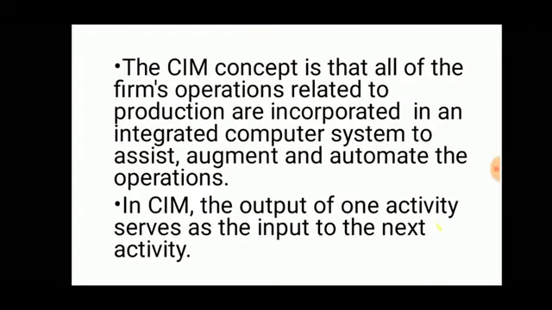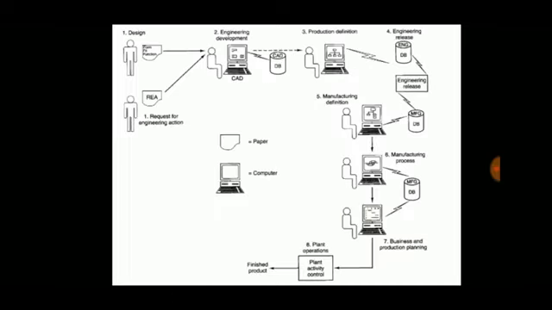Then what are the functions of CIM? The function is that the firm's operations related to production are incorporated in an integrated computer system to assist, augment and operate the operations and automate them, so that a person is able to run an industry with the help of computers.